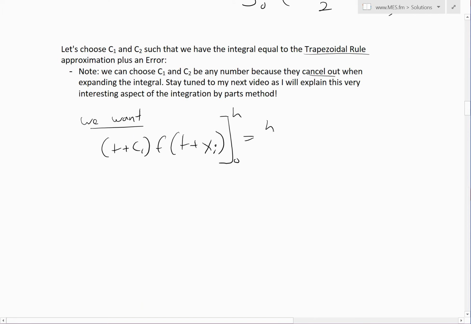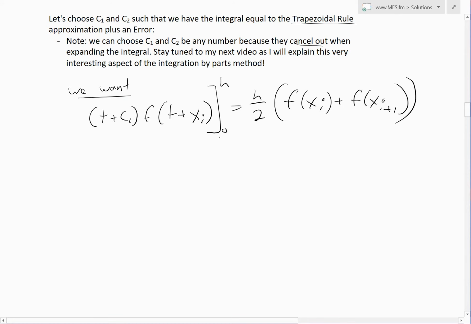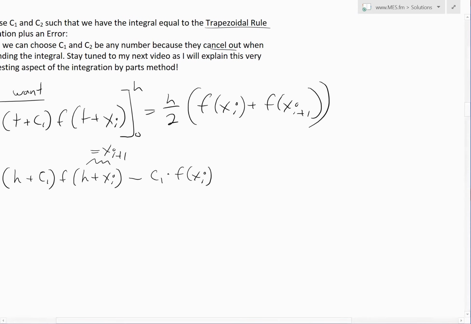So I'll write that again. We want this to be h over 2 times f of xi plus f of xi plus 1. Yeah, so if we want this, then let's just expand this out. So we plug in this h inside, we get h plus c1 times f of h plus xi, and again, this is just equal to xi plus 1. That's just delta x to the h, so that's just the second bound, and then we subtract, plug in the 0, c1 times f of xi, like that. And now this has to equal the right side, expand this out, h over 2 f of xi plus h over 2 f of xi plus 1.